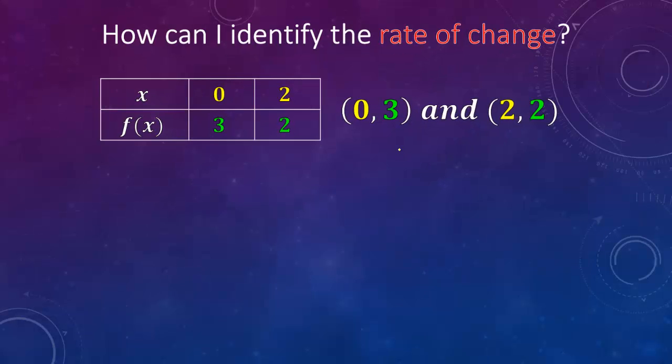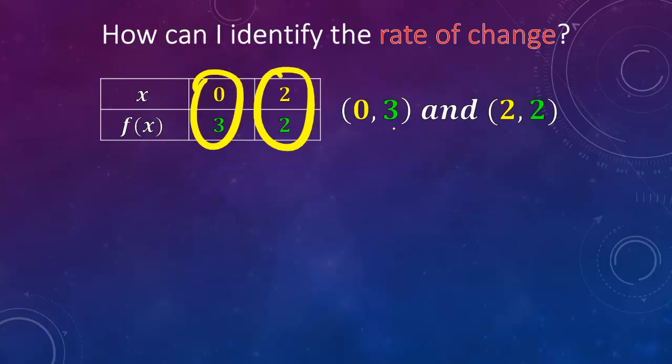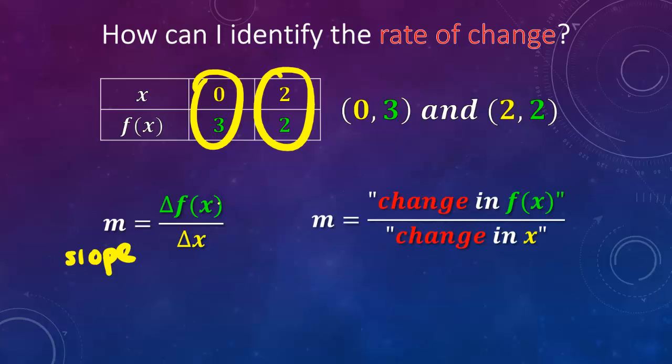So how can you identify the rate of change? So here you have 2 points, basically. You have a table, and your points would go like this. You have those and those. So (0, 3) and (2, 2) are points. Okay. And remember, m, which is slope, is the same thing as change in f of x, or y, over change in x. Okay, so make a note of this.